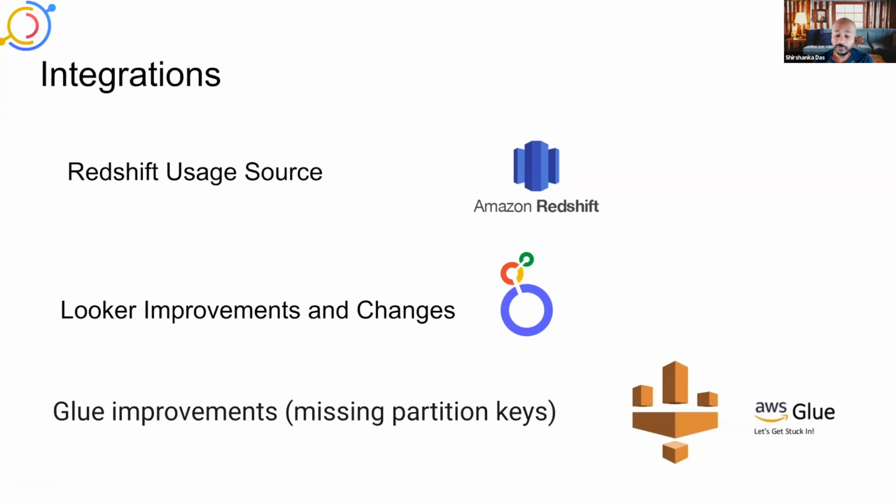We're covering Looker improvements and changes later, so I'll not get into that. But big changes to the Looker connector have happened, and some small improvements in the Glue connector. It wasn't pulling out partition keys in the past, so thanks, Asim, for adding that contribution in.